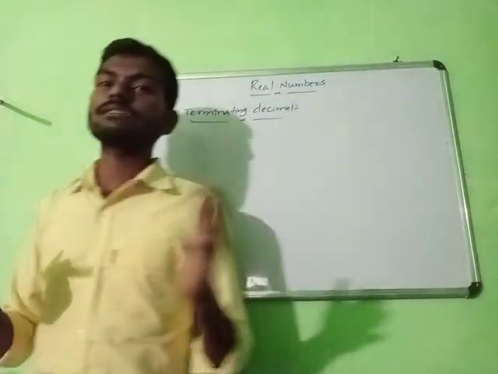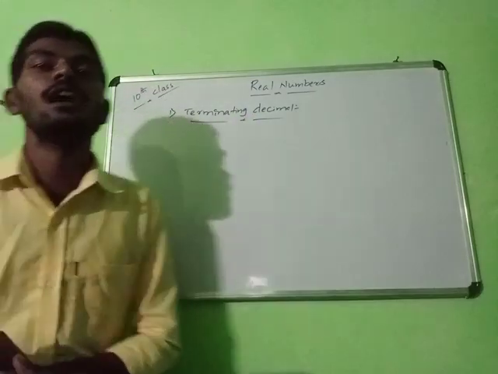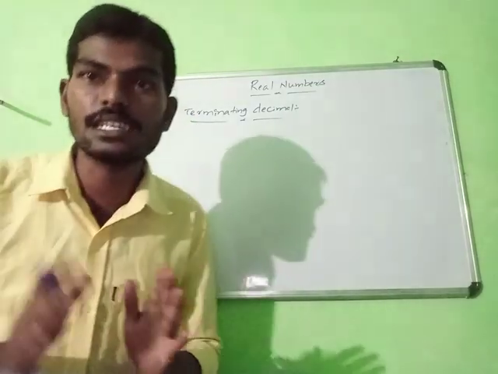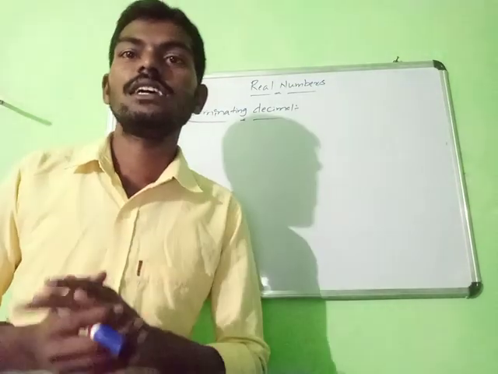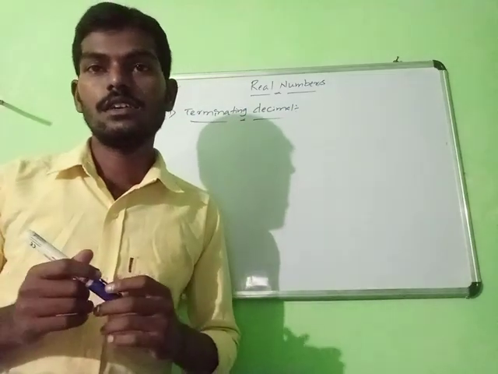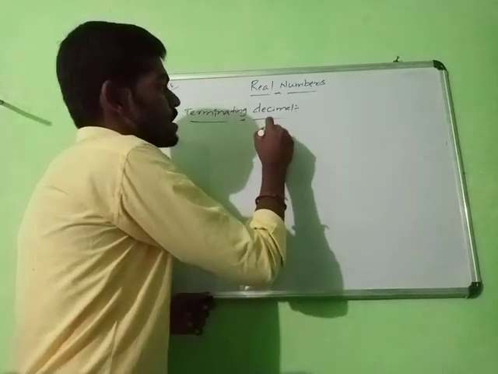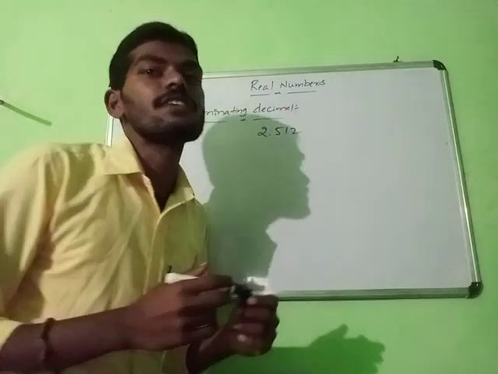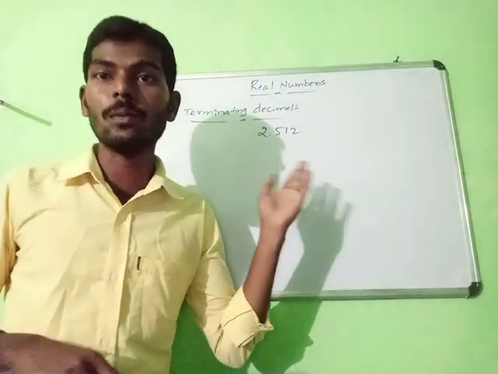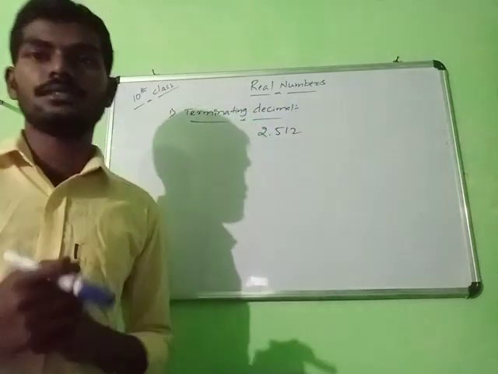Now, what does terminating decimal mean? In any decimal number, after the decimal point, only a finite number of digits is there. That is called a terminating decimal number. For example, take 2.512. After the decimal point, how many digits are there? Only 3. Numbers like this are called terminating decimal numbers.